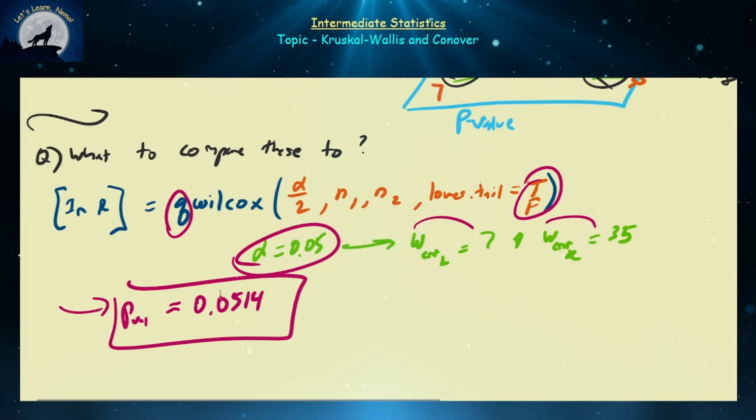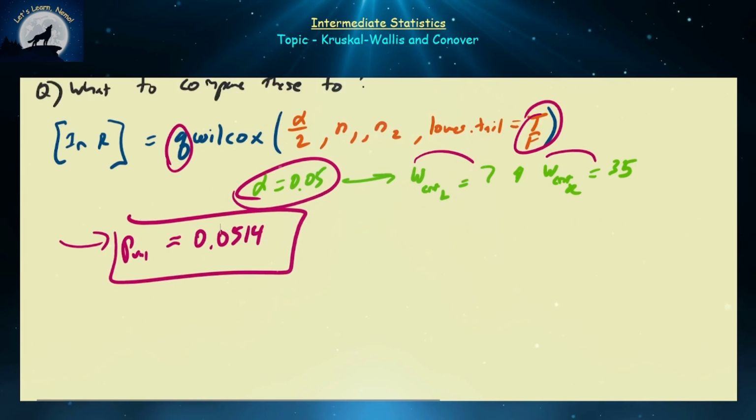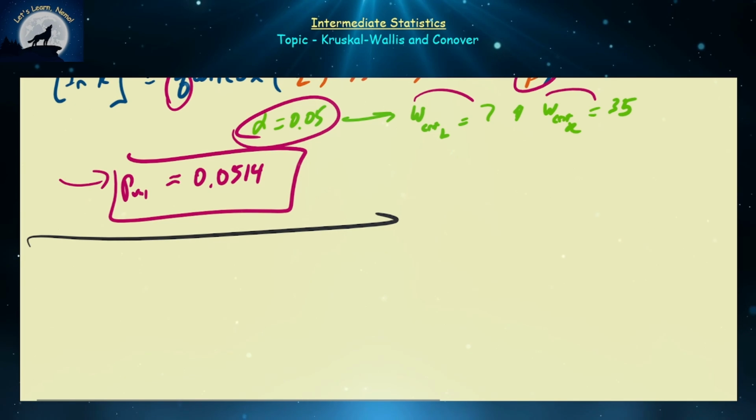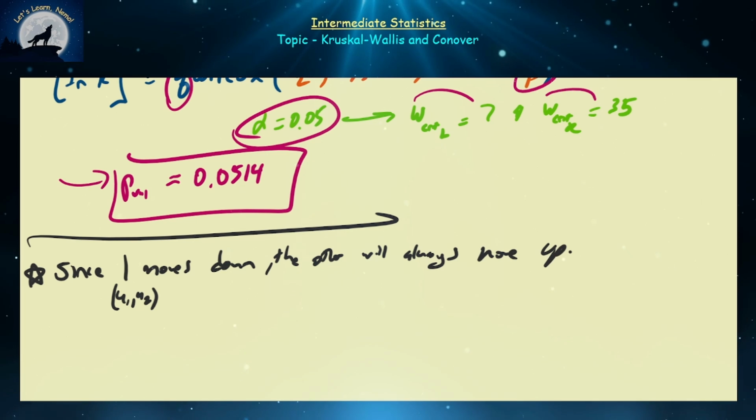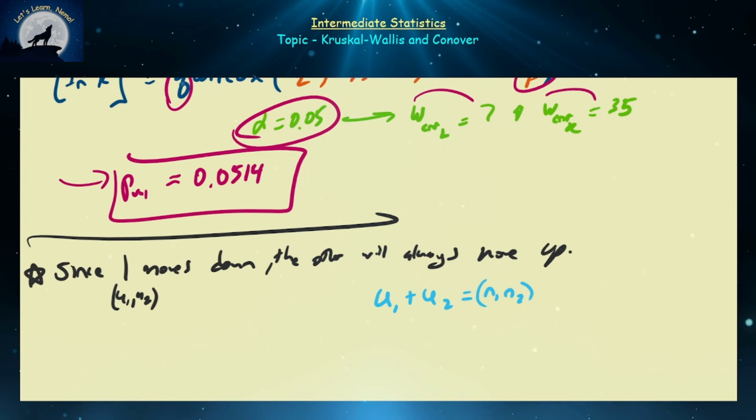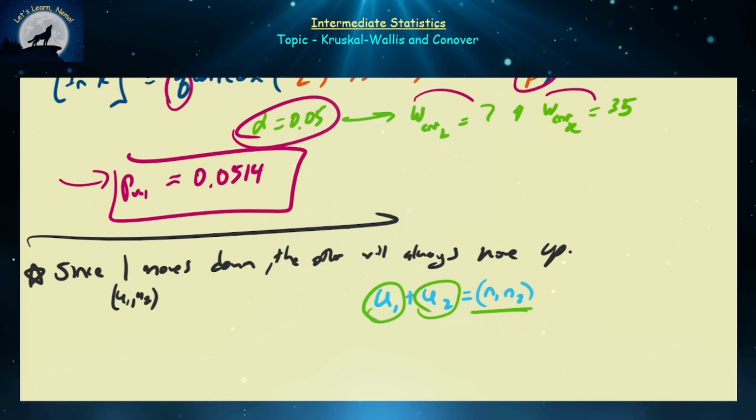And that's looking at things from two angles. Now, there is one very important thing you must note about this. Since one moves down, for example, when I talk about one, I'm talking about U1 or U2, the other will always move up. And why is that? Well, that's very easy to prove, because keep in mind U1 and U2 always add up to the product of N1 and N2. So if U1 gets smaller, U2 must get larger in order to still be equal to this product of the sample sizes, right? So as one moves up, the other moves down.